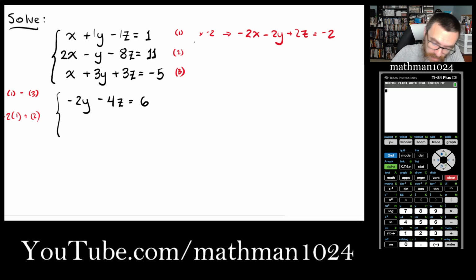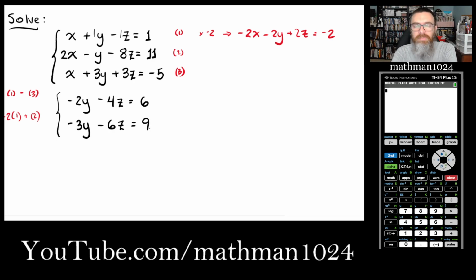So negative 2x plus 2x, 0, it goes away. Combine the y's. Negative 2y minus y is negative 3y. Positive 2z, negative 8z is negative 6z. And then negative 2 plus 11 is positive 9. All right, so we got a new system, two equations, two unknowns. Let's see what we can do here.